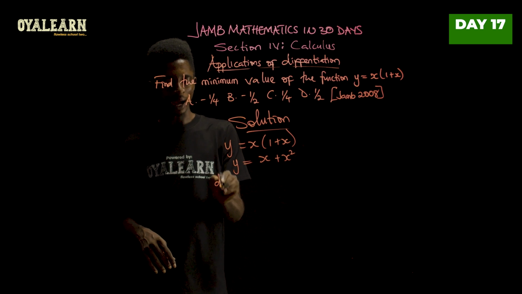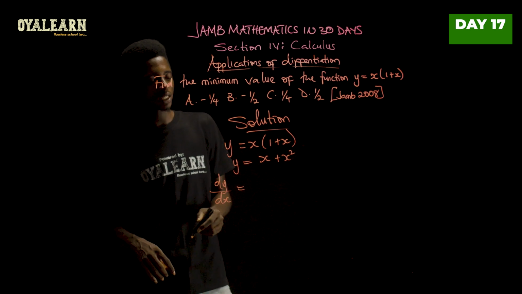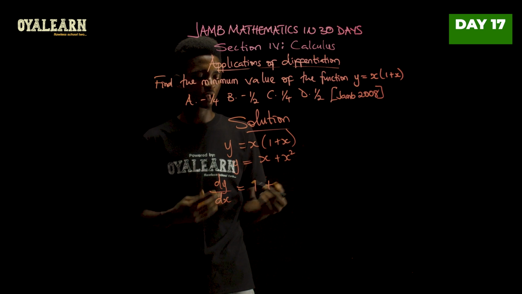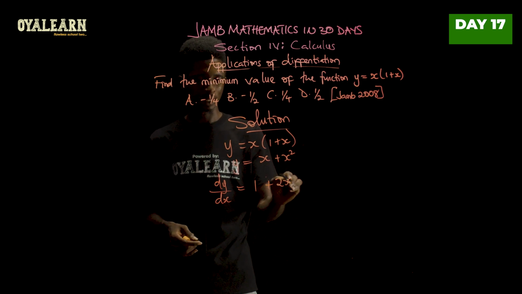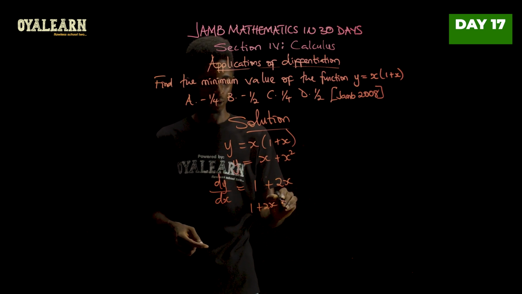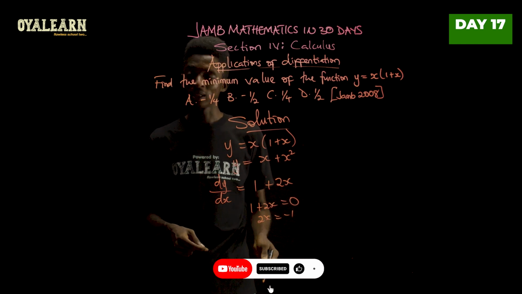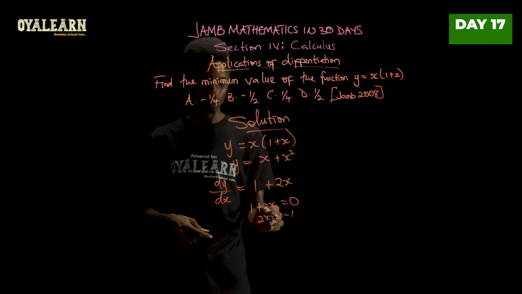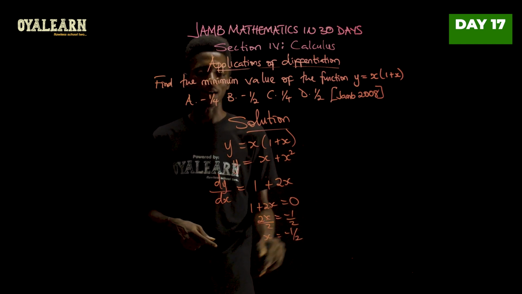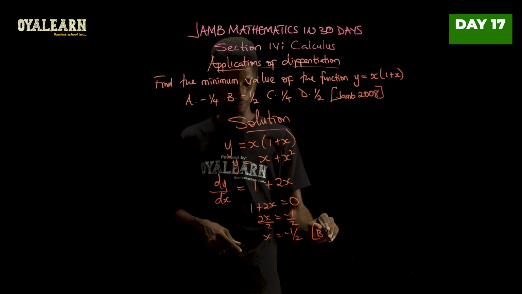So dy/dx will then be, now differentiate x with respect to x and you get 1, plus differentiate x squared with respect to x, you get 2x. And now we have to equate this to 0. So 1 plus 2x equals 0. Therefore, 2x equals minus 1. Now divide both sides by 2. And then x is minus half. So the minimum value is minus half, which is B.